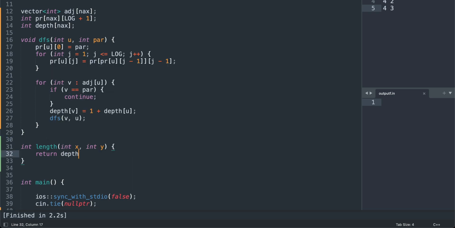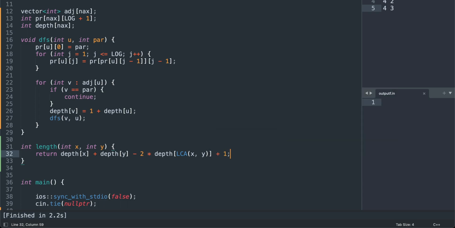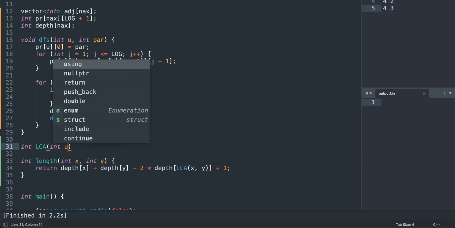You can return the length between the two: depth of x plus depth of y minus 2 times depth of the LCA of x and y. And the length, so the number of nodes, is 1 plus that. Is it true? Length of x, y minus 2 times, remove that LCA node, plus 1. Because we have to count the number of nodes, not the path length, not the edge length, number of edges. Okay, so let's write the LCA function between u and v.